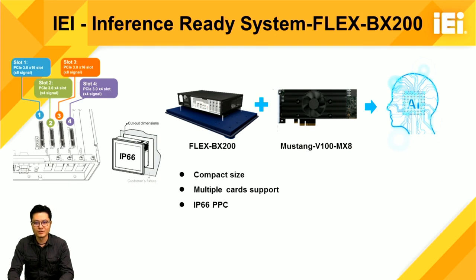And here we introduce an ideal IEI system for AI deep learning. The Flash BS200 is a 2U compact chassis with rich I/O and can connect to the Flash PPC to become an IP66 high-level water and dust-proof system, which is ideal for the environment of traditional industry.